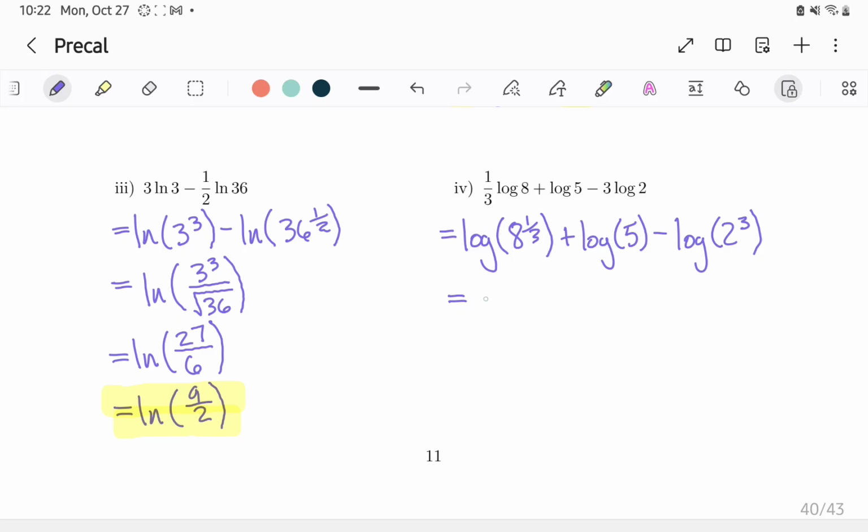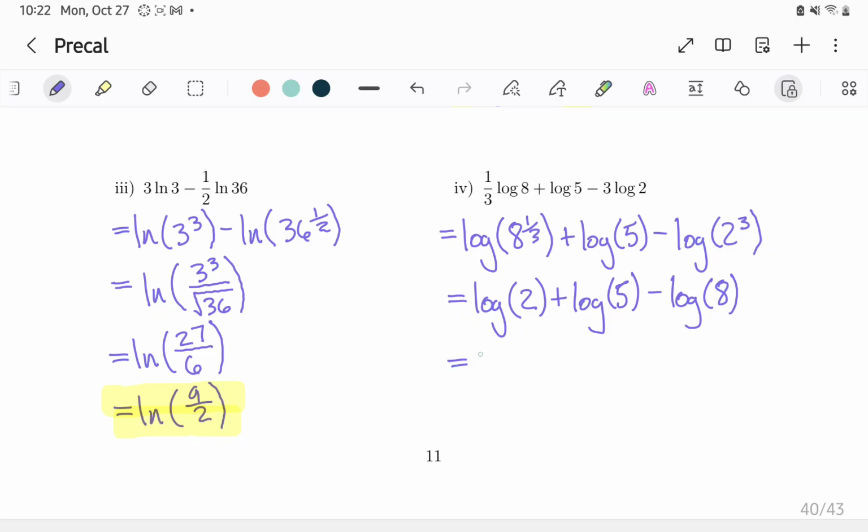All right, and how about we go ahead and kind of simplify things first before we start using the properties. So log of 8 to the 1/3 is the same as 8 to the cube root, which is going to be 2, because 2 cubed is of course 8, so 8 to the 1/3 is going to be 2. Then plus log of 5, and then minus, and then 2 cubed is again going to be 8, so minus log of 8.